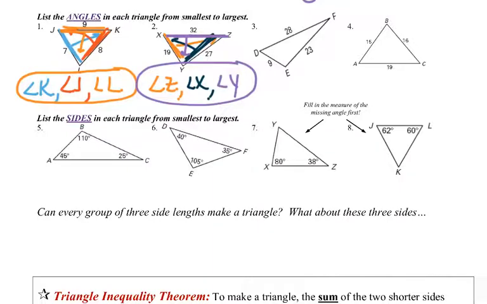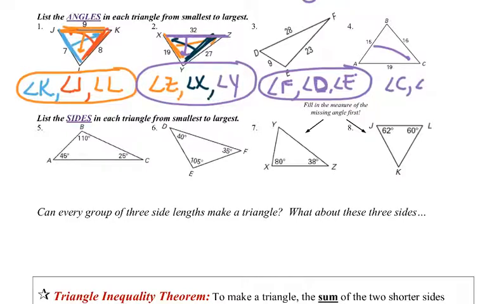A couple more times, and you might not even have to draw it anymore. You might be like, oh, 9 is across from angle F, 23 is across from angle D, and 28 is across from angle E. Or in the last one here, let's see, 15 is across from angle C, 16 from angle A, 19 from angle B. Usually people do pretty well listing the angles from smallest to biggest.